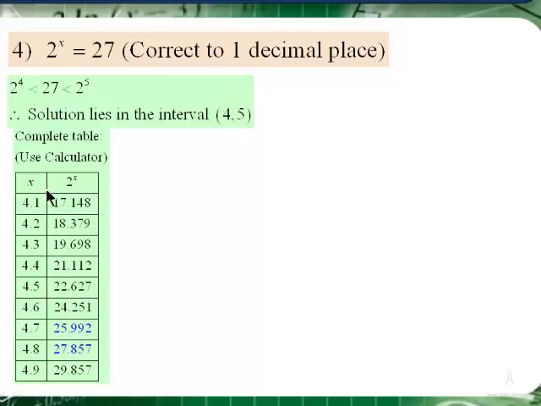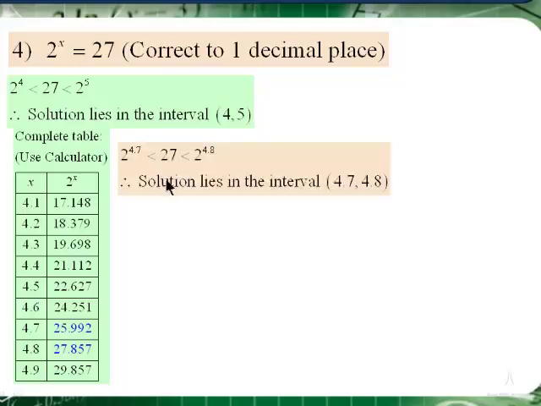So as before, I can use my calculator in table mode, inputting the equation y equals 2 to the power x, starting at 4.1, ending at 4.9, and taking steps of 0.1 will then give us this particular table. Now if we study this very carefully, we find that 2 to the power 4.7 is still less than 27, but the minute we pick 2 to the power 4.8, it's greater than 27. So therefore clearly the solution must lie in the open interval from 4.7 to 4.8.